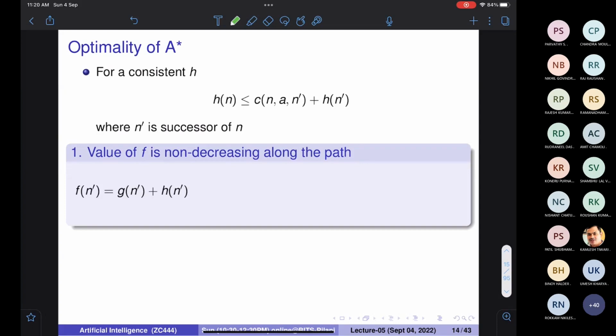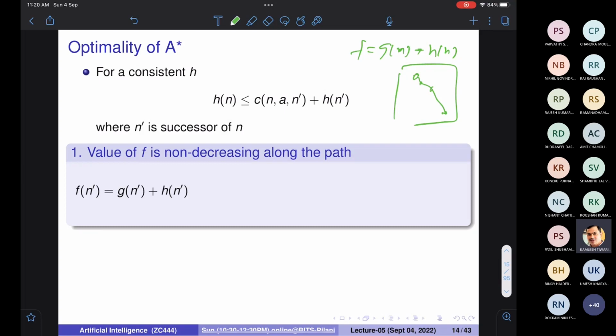What is F? F was the summation of G of N plus H of N. Okay, so what was there? Based on the value of F, you are actually exploring the nodes. What I'm telling is that if on a graph you find out the F values of all these nodes, not the H, the F values, let's assume that you started from here and reached this particular place, and these are the nodes in between. If you find out the F value here, here, here, and here, they are going to increase.